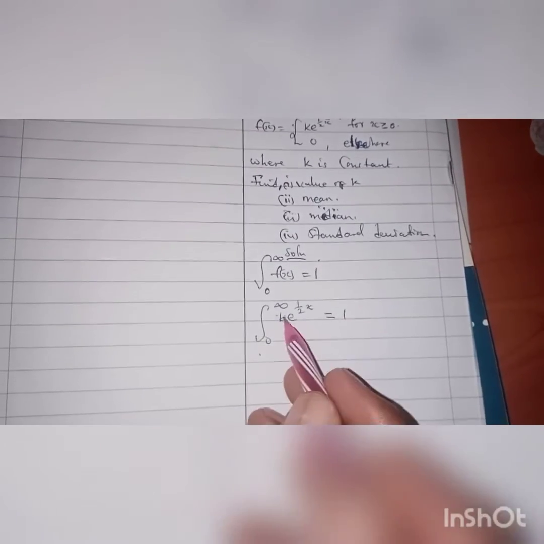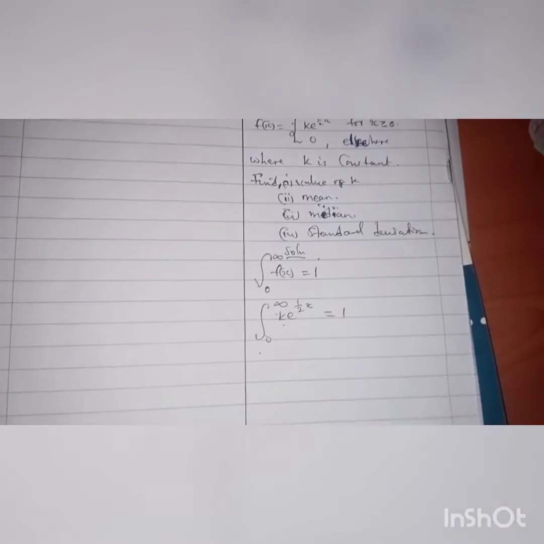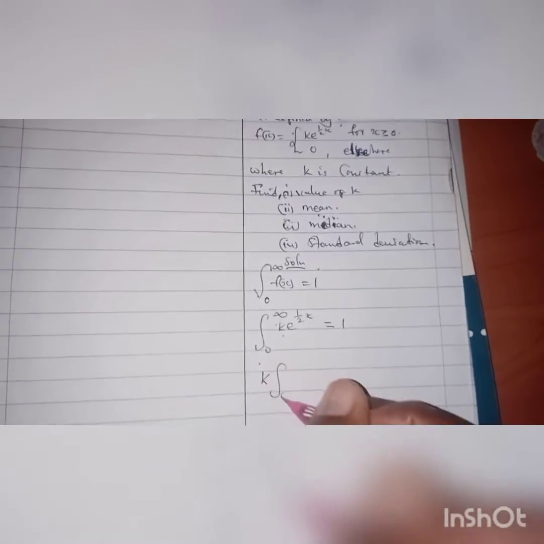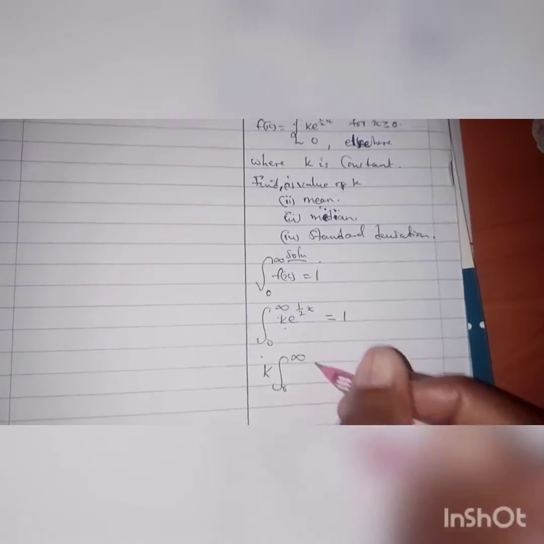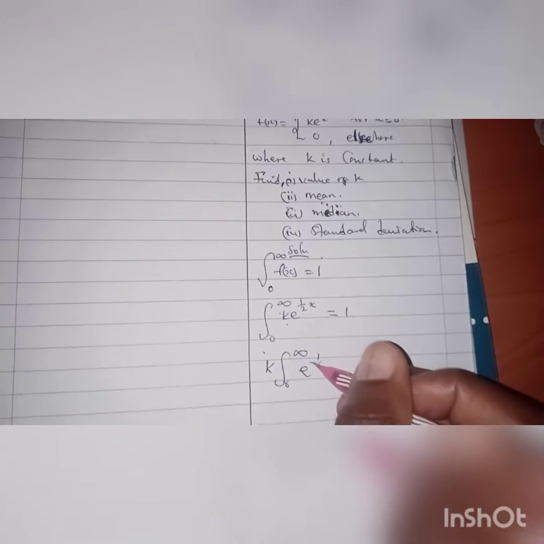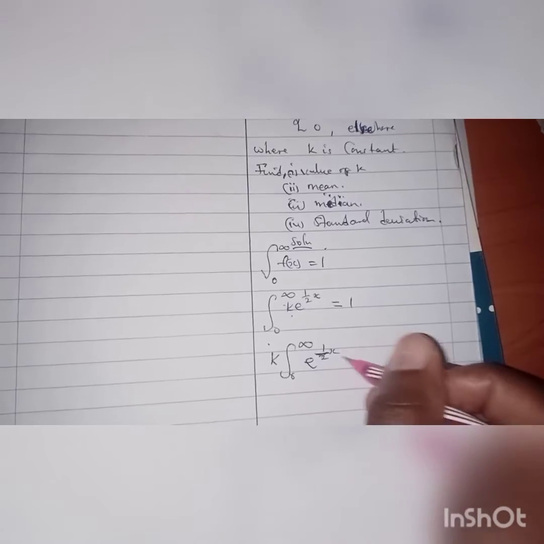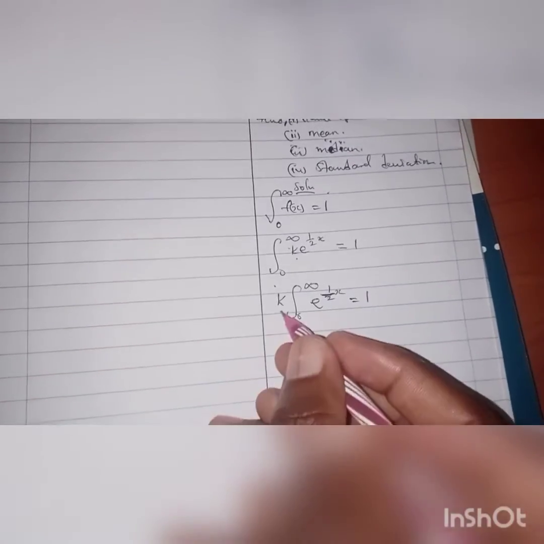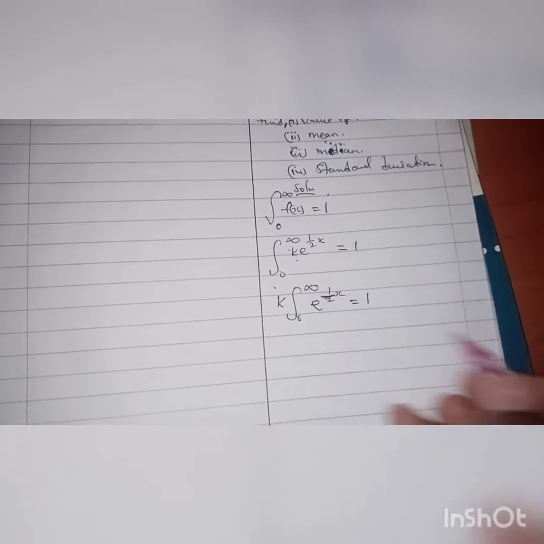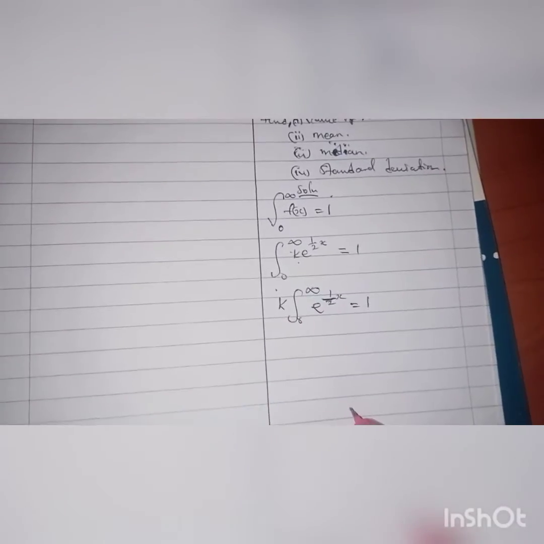Now let's integrate. When integrating constants, you take them out. Take constant k out and remain with the integral from 0 to infinity of e raised to the power half x, then equate it to 1. Since we don't want k here, we take it to the other side by dividing both sides. We'll do that later.